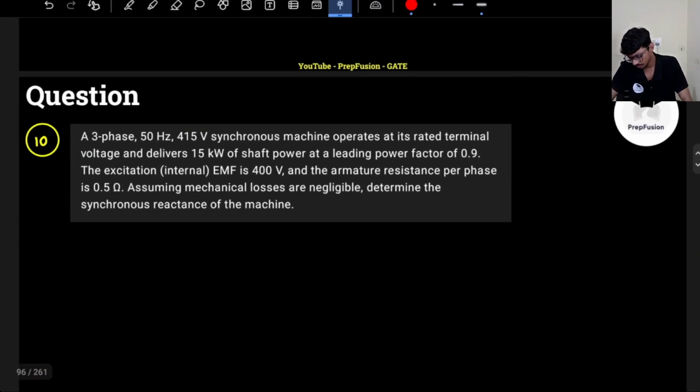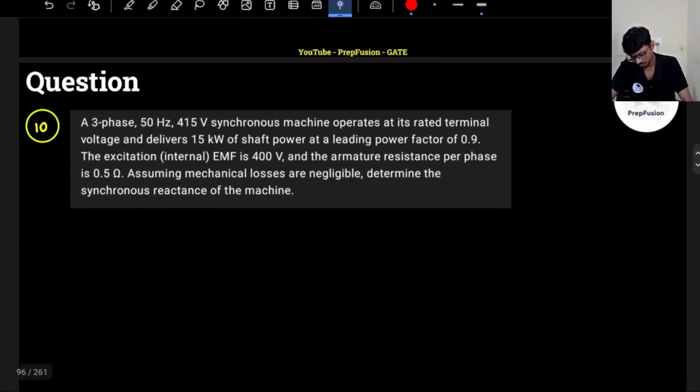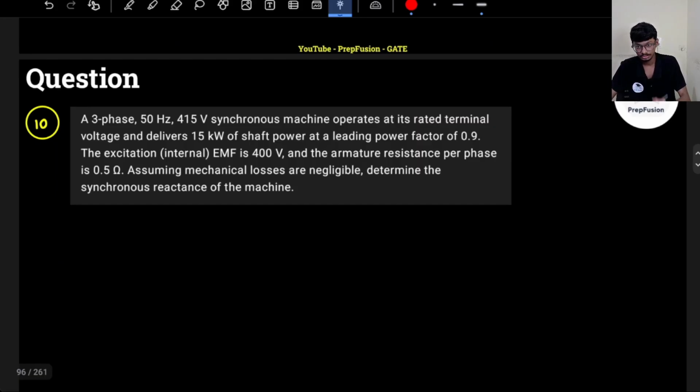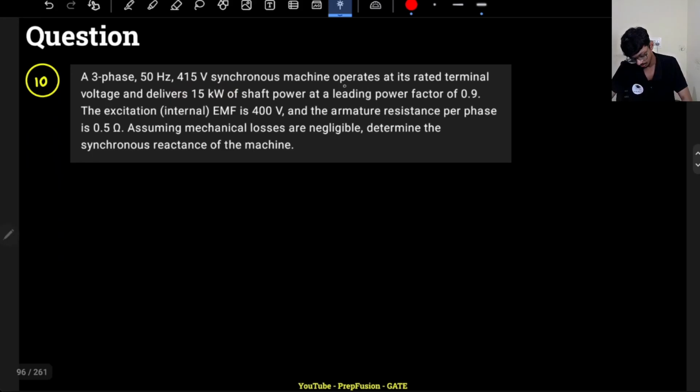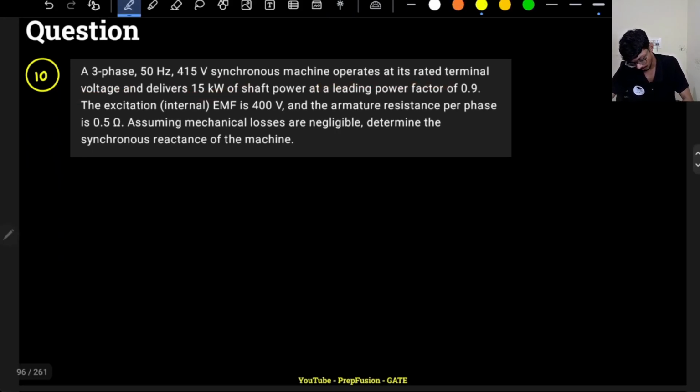So yeah, I hope you have understood this basic point. Let's solve this last question. A three phase 50 hertz 415 volt synchronous machine operates at its rated terminal voltage and delivers 15 kilowatt of shaft power at leading power factor of 0.9. Assuming the mechanical losses are negligible, determine the synchronous reactance of the machine. Armature resistance per phase is 0.5.